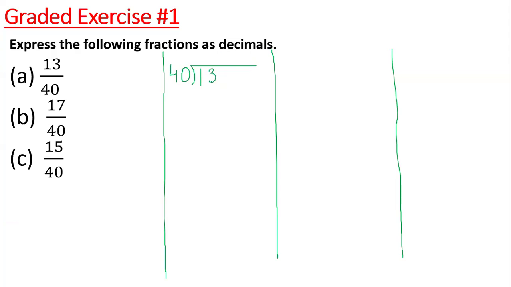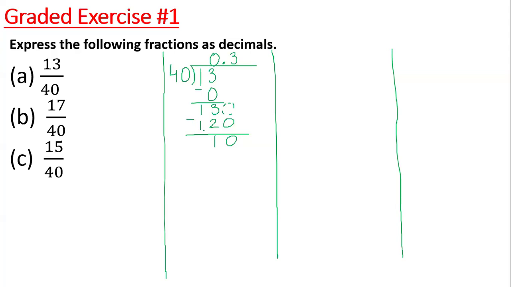How many times does 40 go into 13? It's going to be 0 times. 40 times 0 is 0. 13 minus 0 is 13. What are we going to do at this point? Put the decimal. Very good. The decimal gives us permission to add an imaginary 0. 40 into 130 is what? 3. 40 times 3 is 120. Very good.